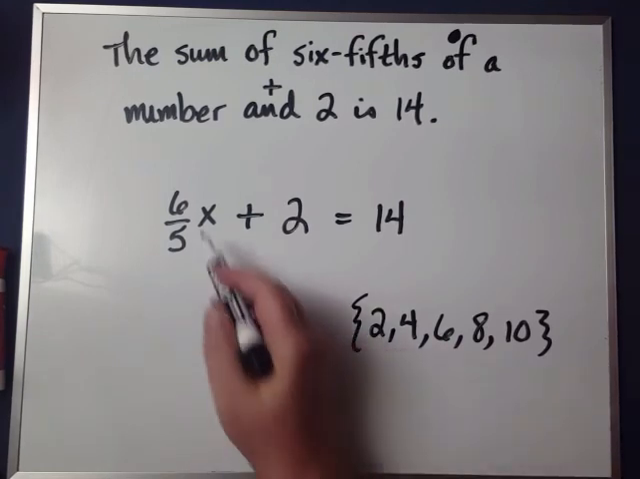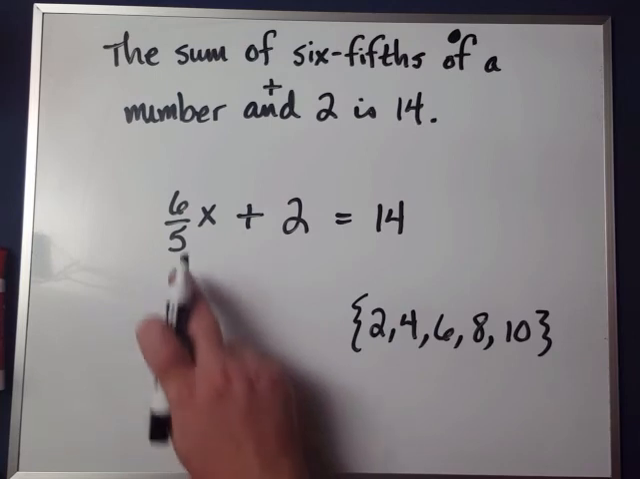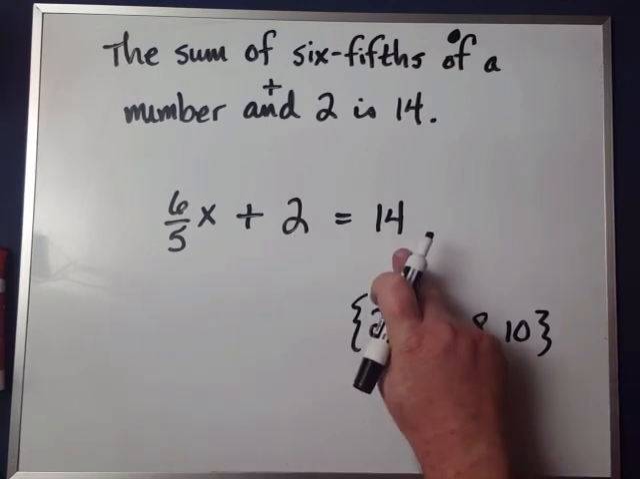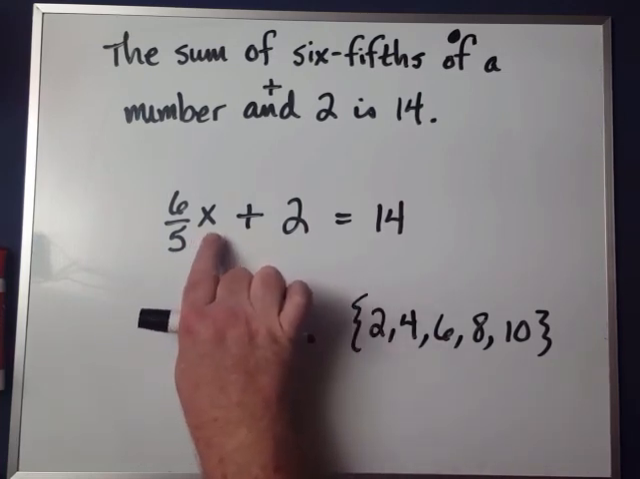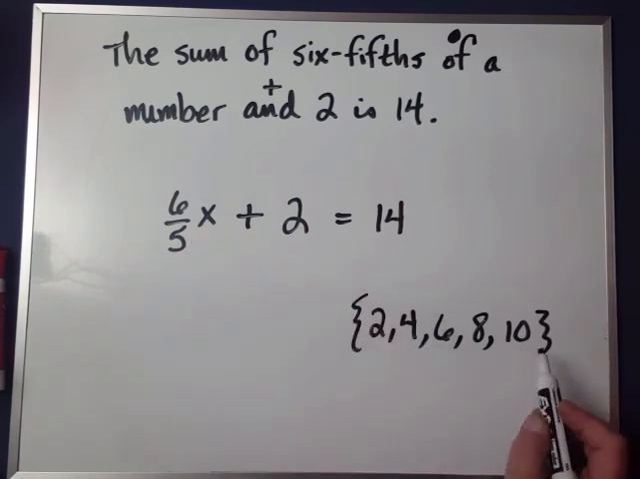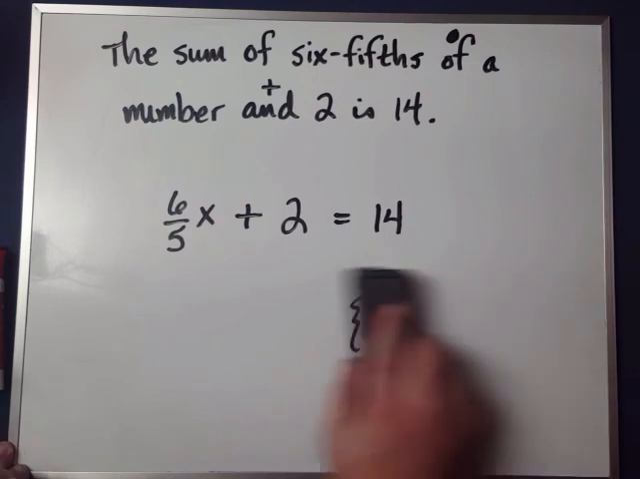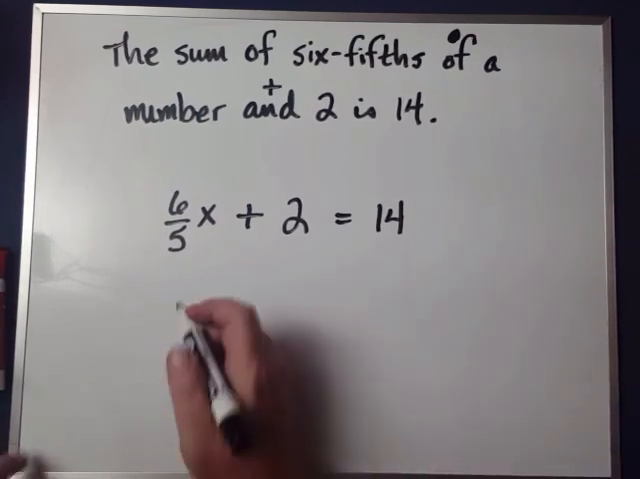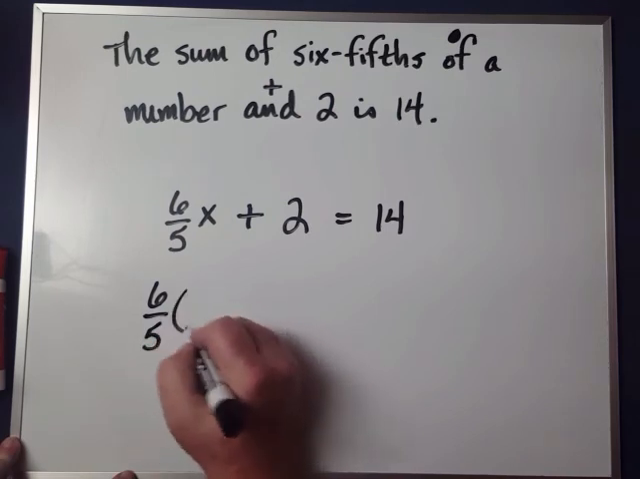If I plug 2 in for x, will 2 cross cancel with the 5? Nope. So how could that possibly give me the whole number 14? It can't. I'm not even going to try the 2 or the 4 or the 6 or the 8. The only thing here divisible by 5 is that 10. So I'm not going to waste my time with the others. I'm going to check and see if 10 will work.